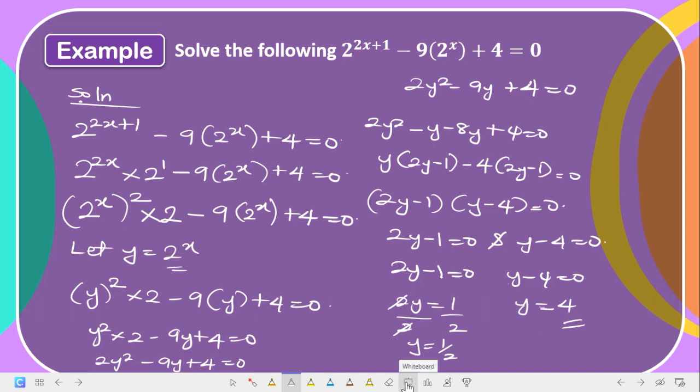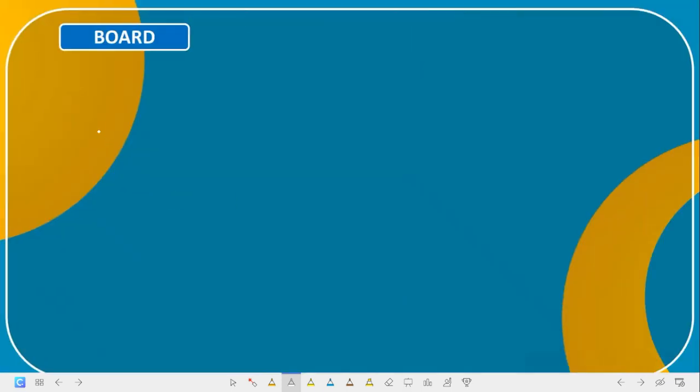Now, but this is not our answer. Initially, y was a substitution. Our values given in the question were in x. But let's come here now. Our values gotten are y equals half and y equals 4. But we know that y is 2 raised to the power of x. So wherever you see y, we are going to put half and 4.